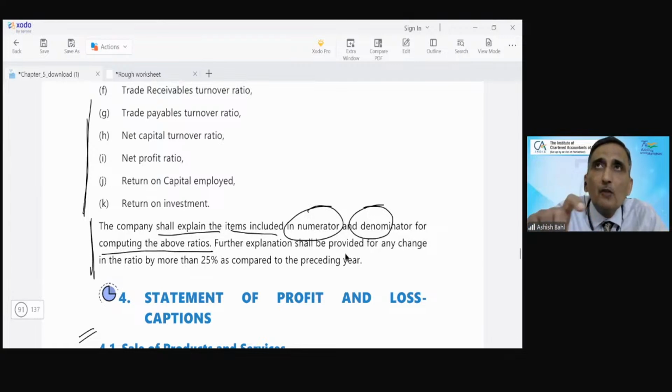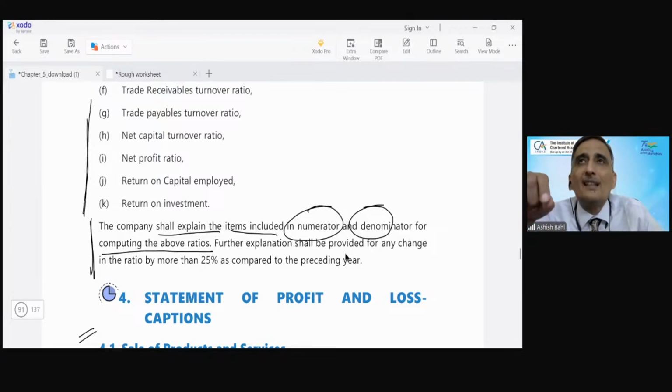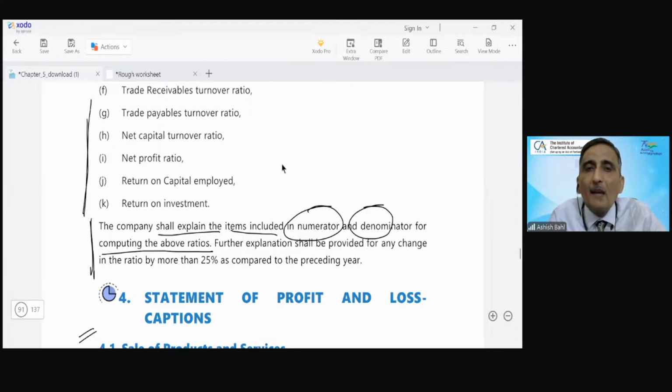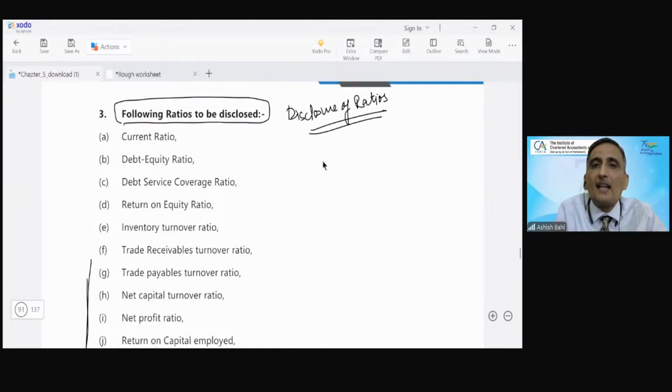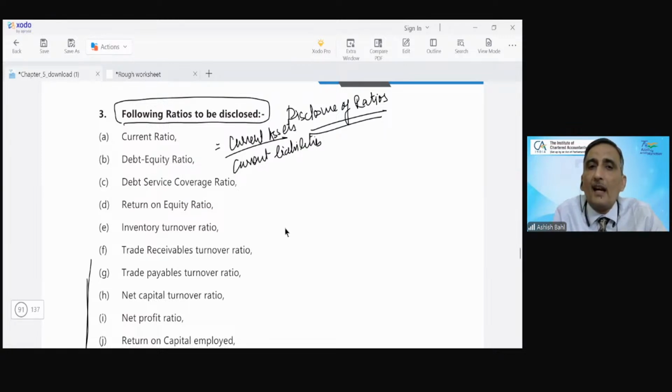So the company would not only calculate these ratios in the financial statements, but would also state what is included in the numerator and denominator. It means how I am calculating the current ratio, that I am calculating it by current assets upon current liabilities. So I would have to write that in the notes to accounts. Okay. Similarly, how am I calculating the inventory turnover ratio? Cost of goods sold upon average inventory.